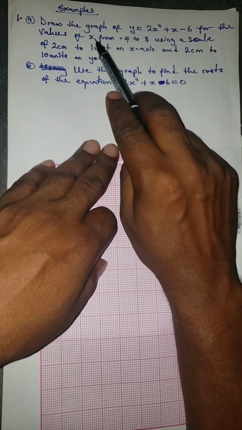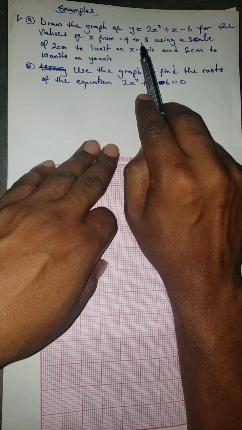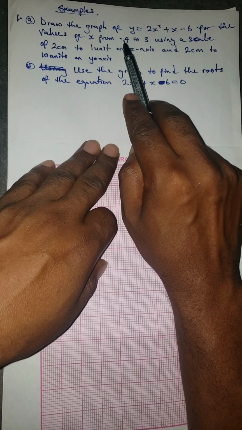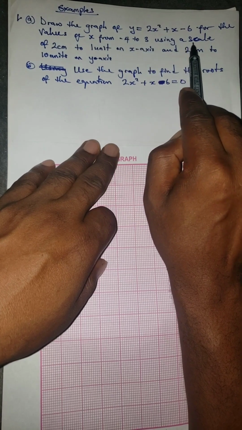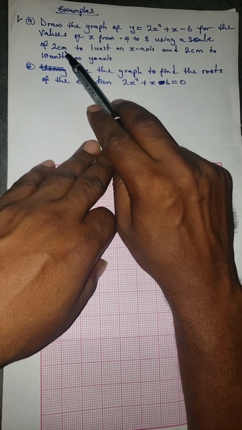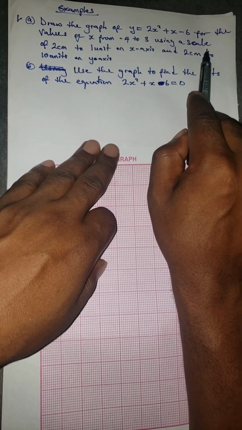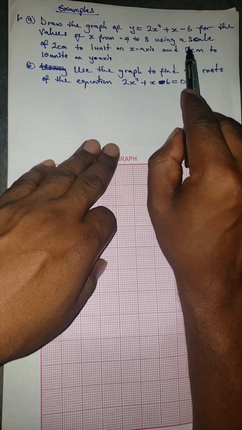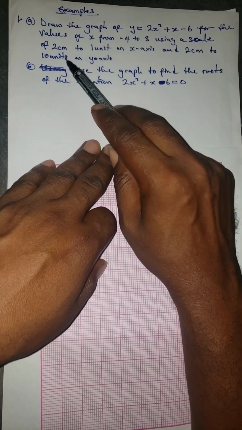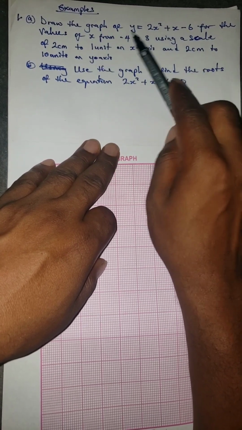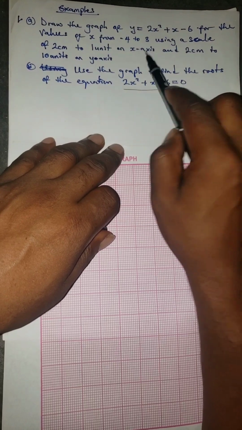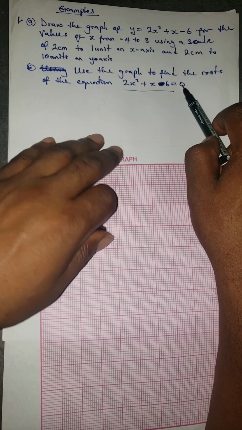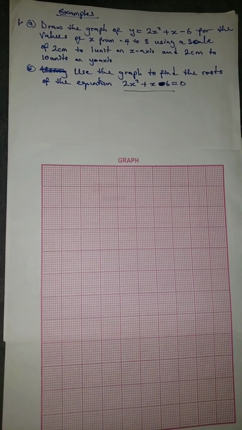Now see the range of values like I told you before. You are given the range in this question from -4 to 3, and you are also given the scale. They say a scale of 2 cm to 1 unit on the x-axis and 2 cm to 10 units on the y-axis. Then you are required to use the curve to find the solution of the quadratic equation. So we have to start.